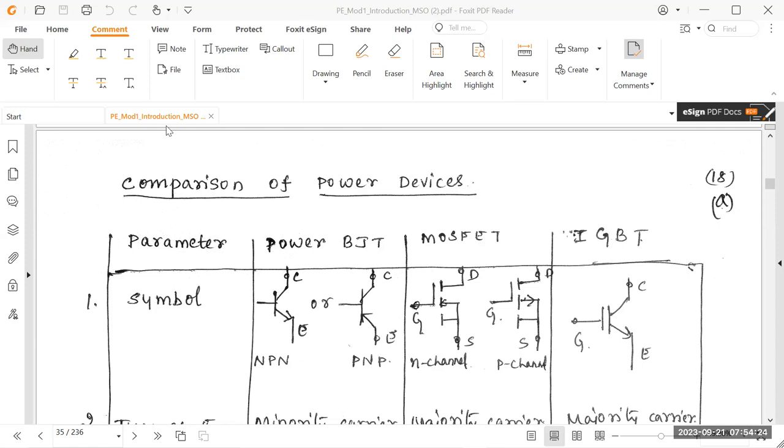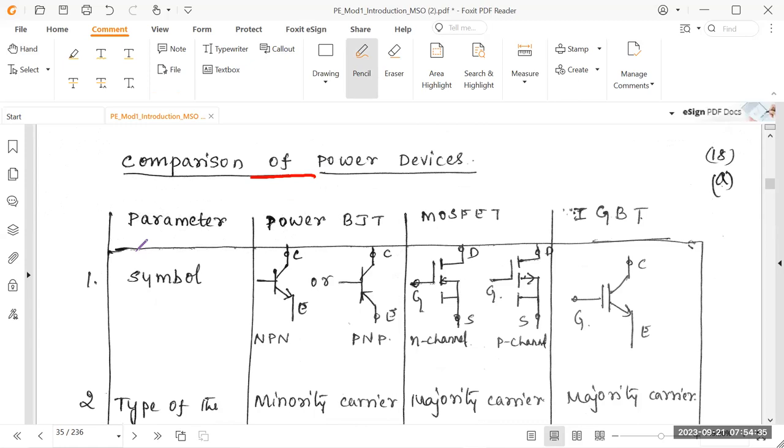In this class, we'll try to learn about the comparison of the power devices. So now let us see the power devices. Different kinds of power devices, as we have seen earlier, and we also studied those in detail. But right now, in this particular lecture, we'll be studying the comparative analysis of the power BJT, MOSFET, and the IGBT. Power BJT, MOSFET, and the IGBT.